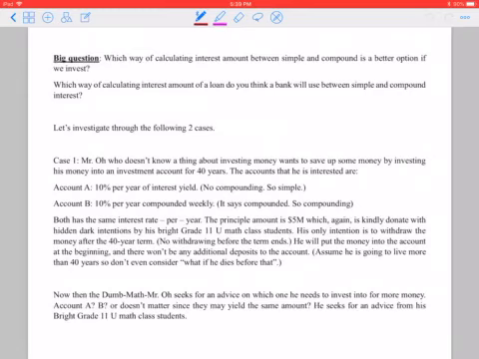So for us, when we are investing, obviously we want to get more money, which means that we need more interest. Whereas if we are borrowing money, or lending money, let's assume that you're a bank, if you're lending money, obviously then you want to charge more interest, right? So then the question is, simple versus compound, which one makes a bigger number in terms of the interest amount?